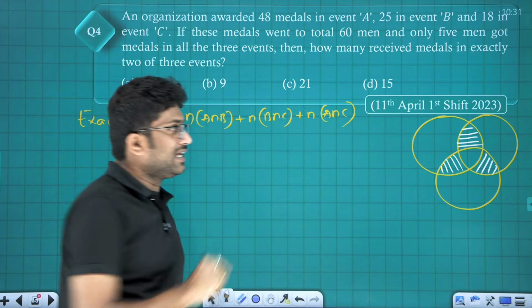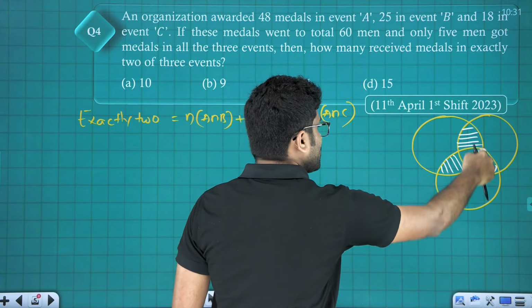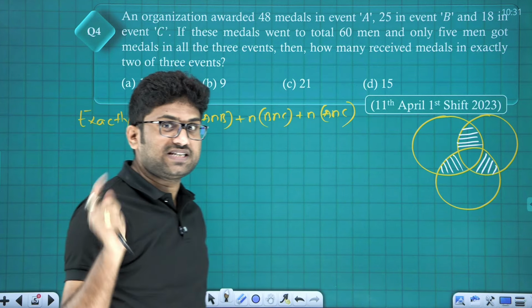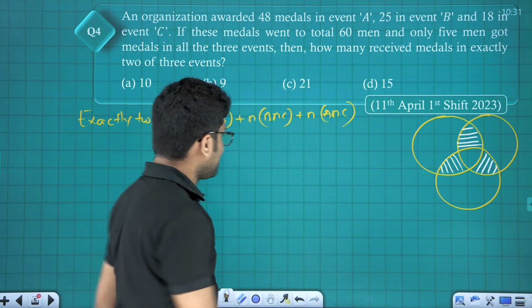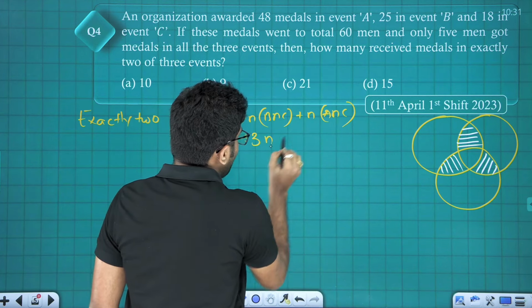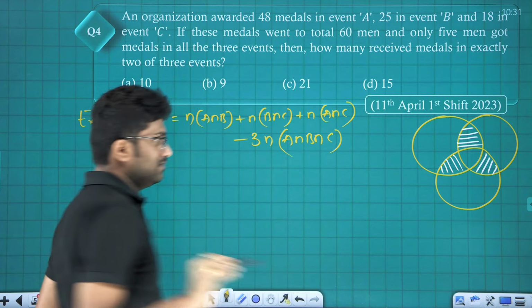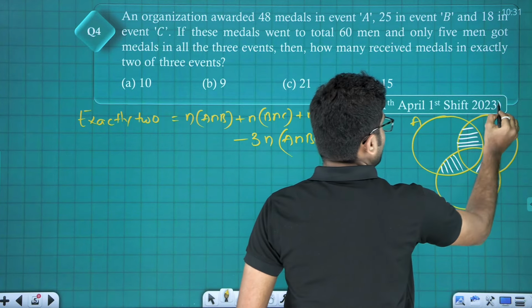Now to get this particular part, what do we need? When you are adding n of A intersection B, n of A intersection B intersection C is added in this and in this. So it has to be subtracted thrice. That means this should be minus 3 times n of A intersection B intersection C. Clear? Now what else do we need?